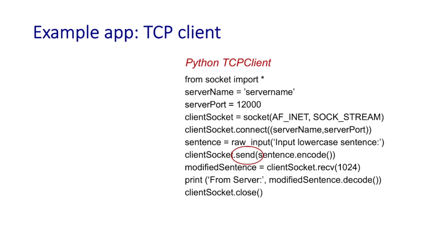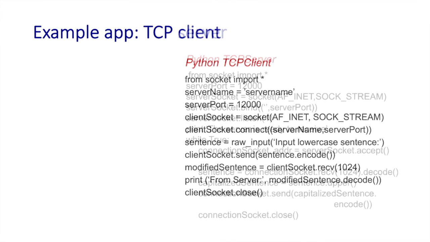Note that in this TCP case, there's no need to include information about who the message is going to via the call to the send method. Connection's already been established, and so we know who's on the other side of the connection. The client then receives the server's reply via the recv method, displays the message, and exits, closing the socket.